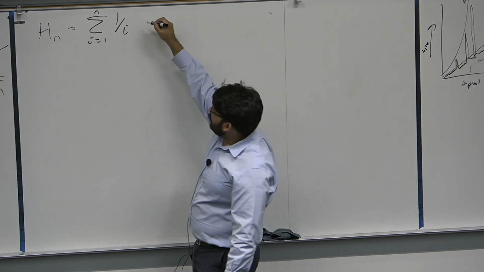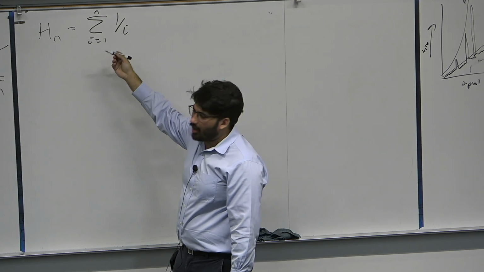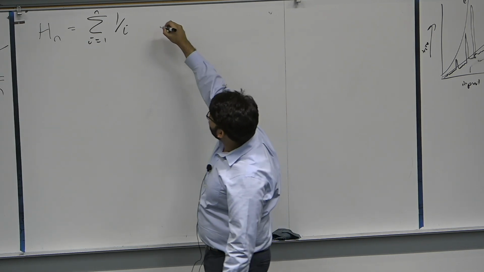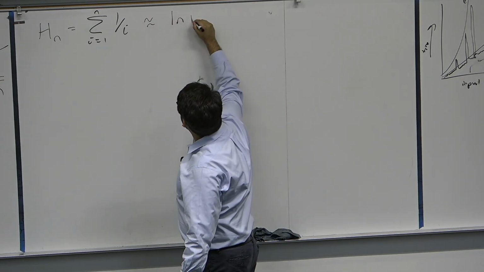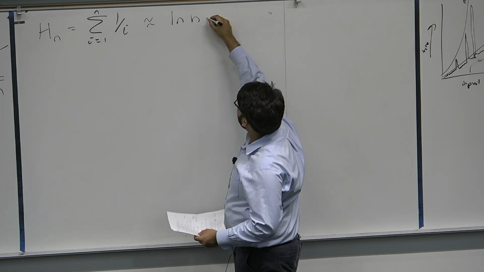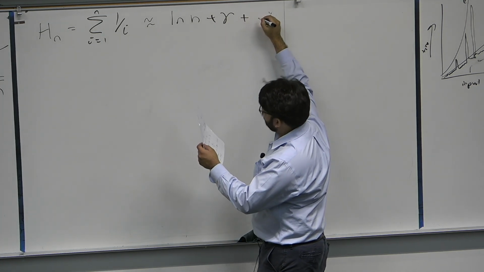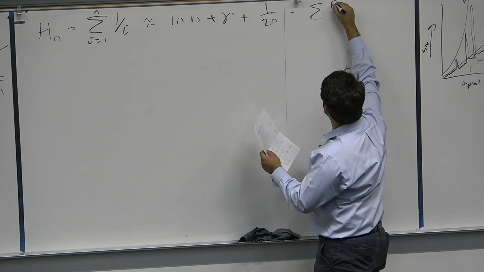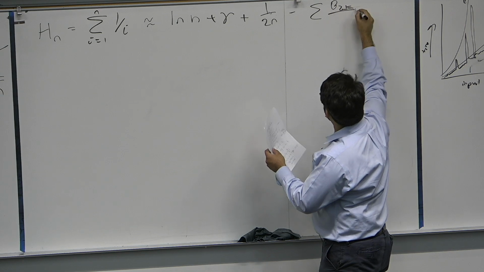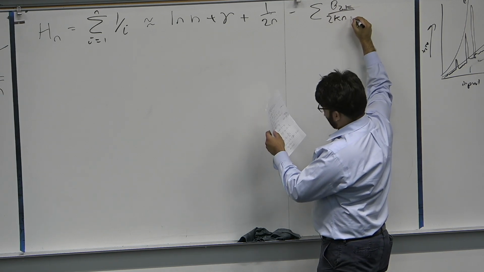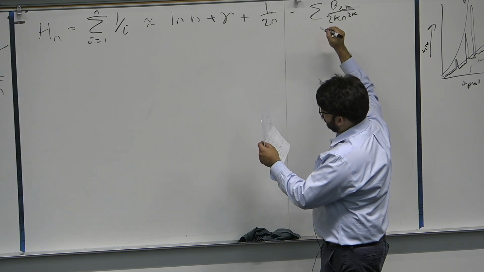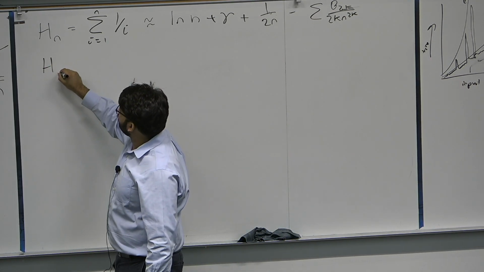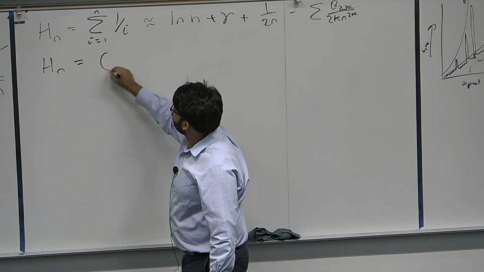You shouldn't. You can prove, and we do this in 2050 sometimes, that basically it's asymptotically about log n. But the exact formulation is ln of n, and again, this is not important at all, plus the Euler-Mascheroni constant plus 1 over 2n minus the sum of Bernoulli numbers B_2k over 2k n to the 2k. Now, don't really care about any of that. What's important is that H of n is what?